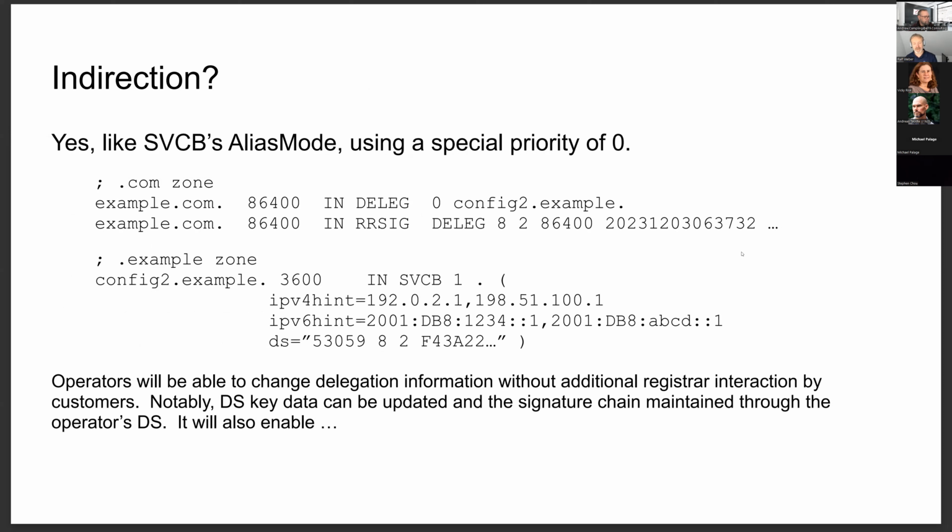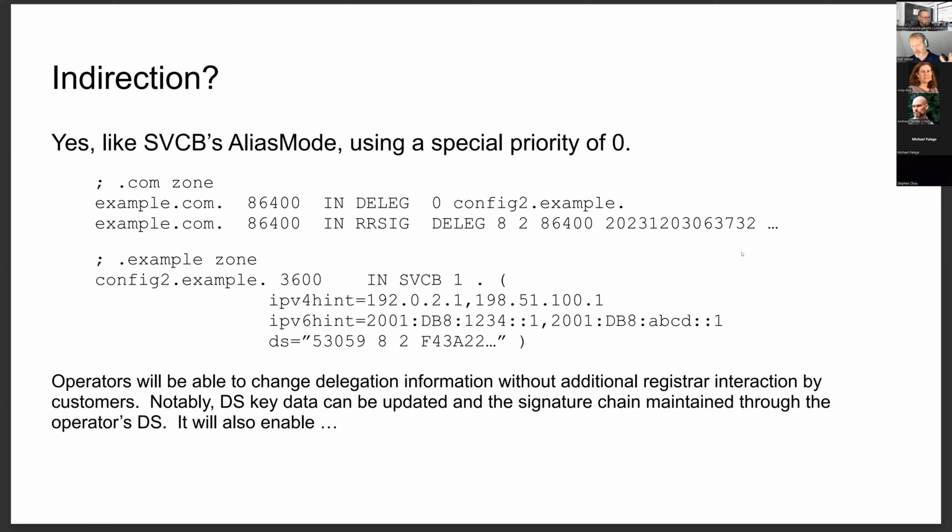So this has an example for indirection, which means that all the parameters will actually be in the child zone, but the child zone has to be out of domain, because otherwise you can't use it. It uses the regular SVCB type, priority 0, that then just delegates to, in that case, config.example, and the actual example zone will then have that.